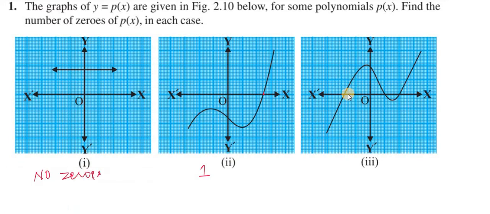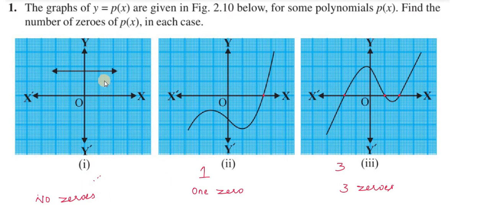So now look into this. What about this? So here it is touching at this point, okay, at this point, okay, and also at this point. So how many zeros are here? So here the number of zeros is 3. I hope you understood. When the curve is not touching the x-axis, there are no zeros; when it is touching at one point, it has 1 zero; and this curve is touching the x-axis at 3 different points, so it has 3 zeros.